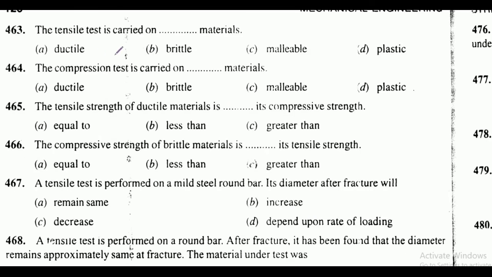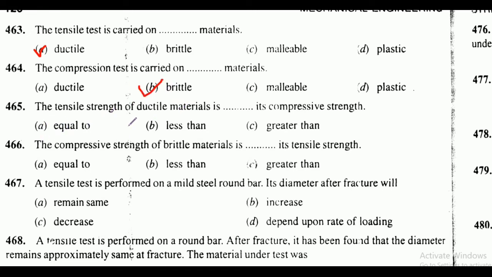The tensile test is carried on dash materials. Here friends, these are the options, and here the correct answer is option A, that is ductile. Next is, the compression test is carried out on dash materials. Here friends, these are the options, and here the correct answer is option B, that is brittle materials.